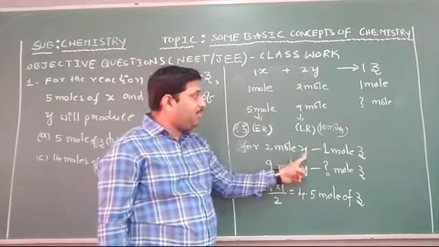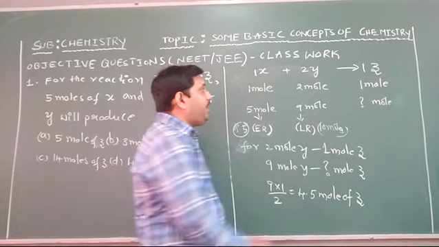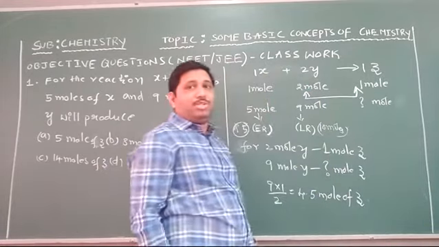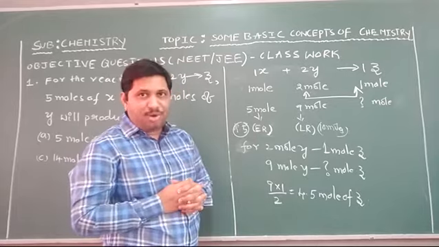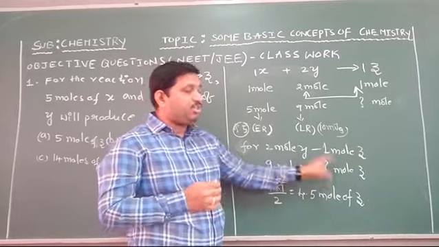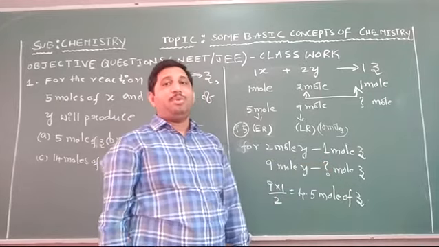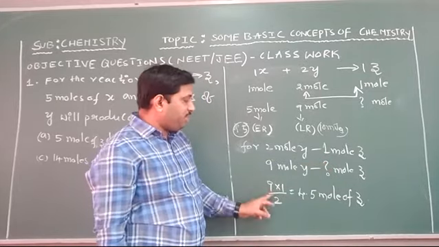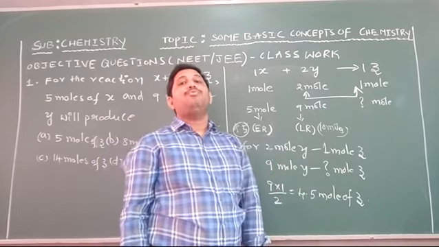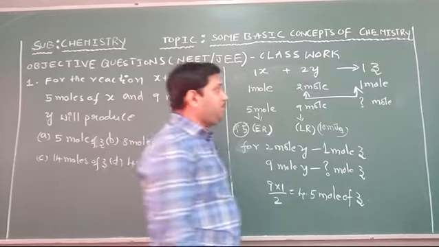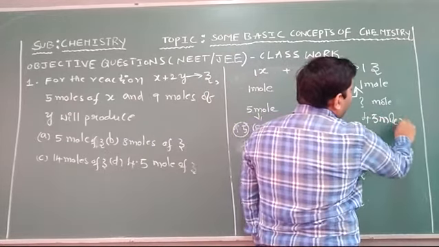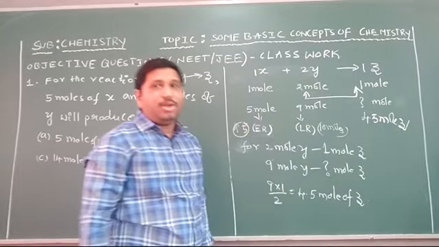Hence, according to the stoichiometric equation, for 2 moles of Y, 1 mole of Z is formed. Then for 9 moles of Y, how many moles of Z are formed? Cross multiplication, 9 into 1 by 2, that is equal to 4.5 moles. How many moles formed, students? Here 4.5 moles of Z is formed.